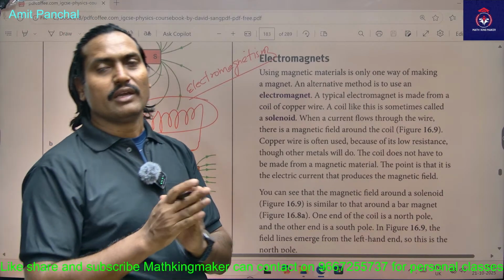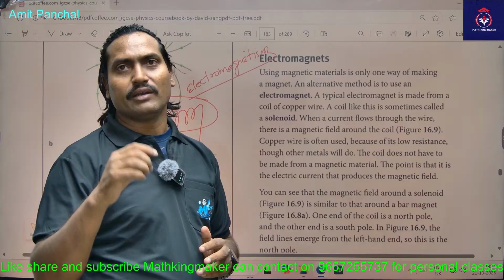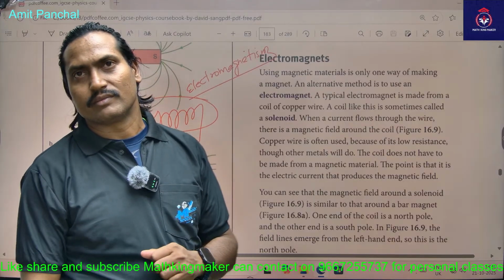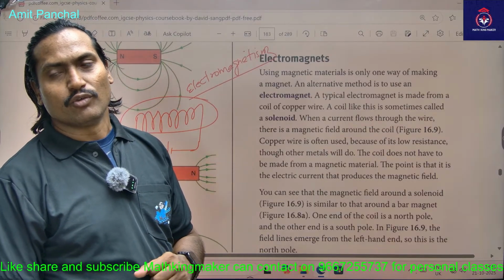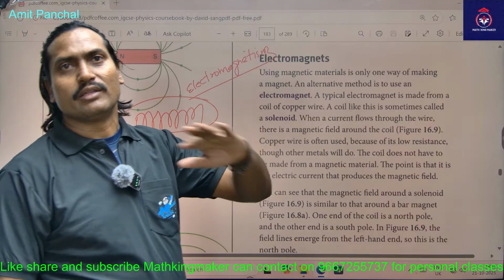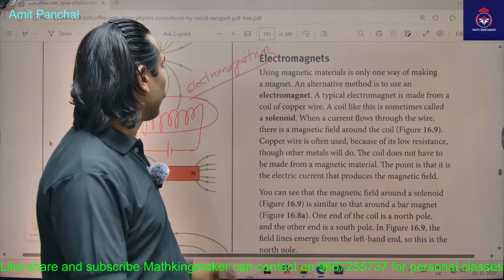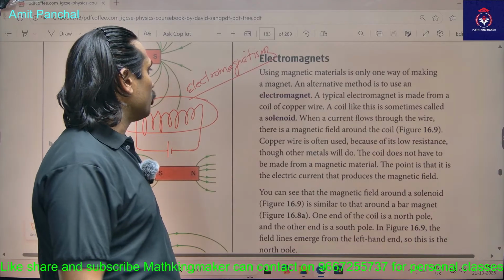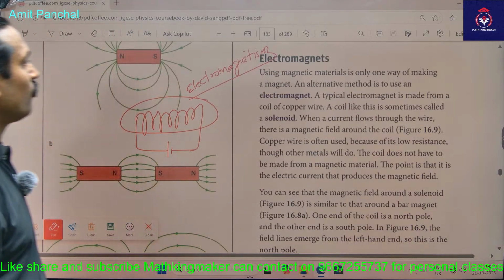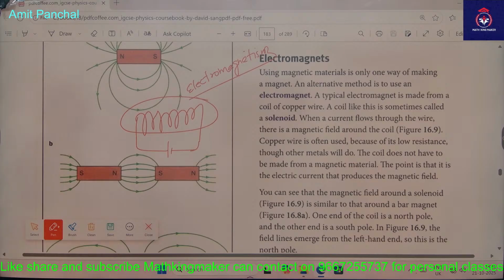That means electric field is creating magnetic field. So wherever current is flowing, there is also a magnetic field. Got it? So using magnetic material is only one way of making a magnet. An alternative method is to use an electromagnet.